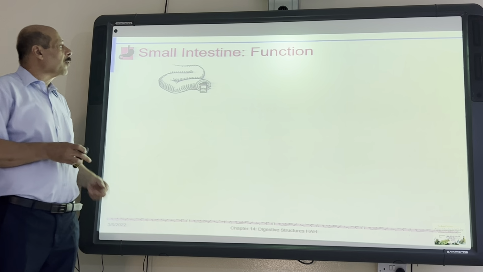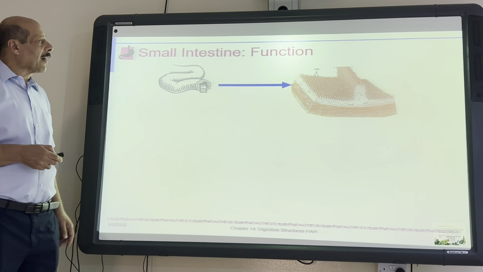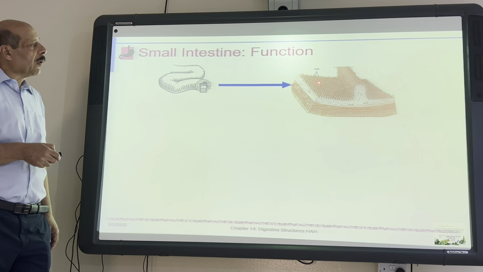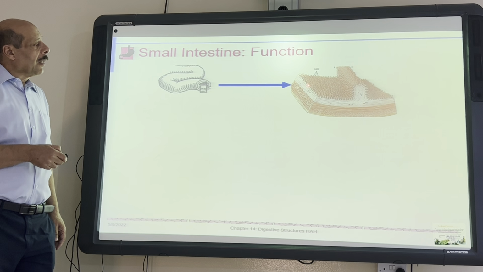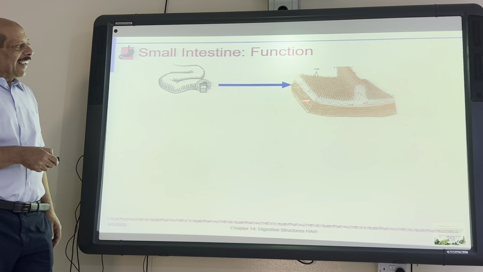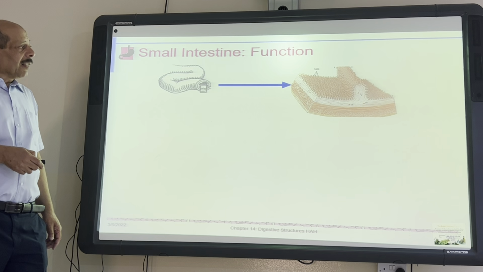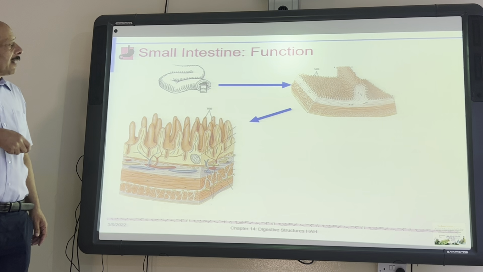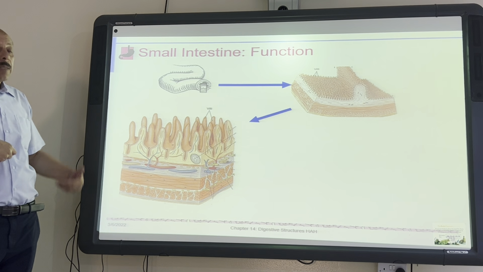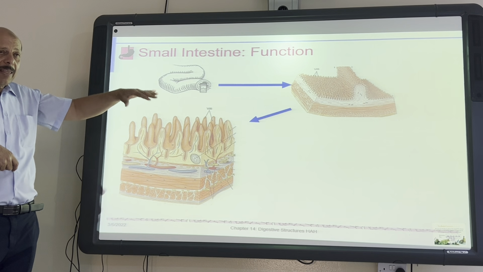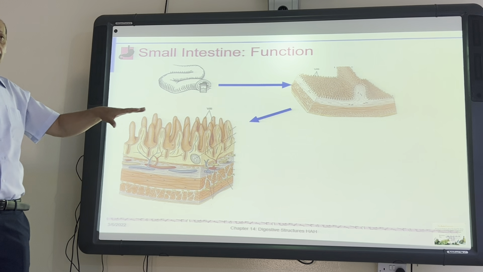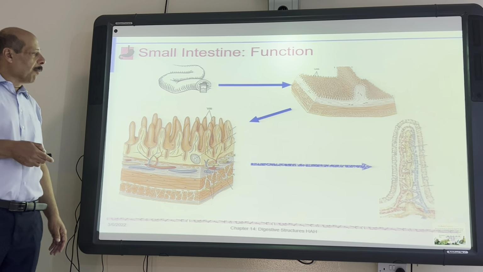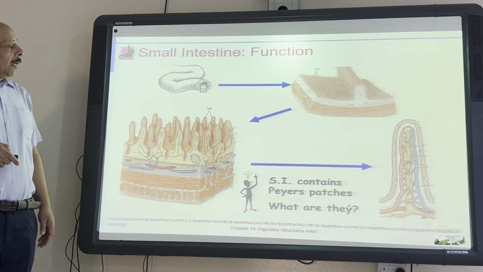So we reach up to the small intestine function. And here again, this is the small villi inside the small intestine. And we said that it is mostly increasing the surface area of the small intestine from inside, and also it is for absorption, as we said.